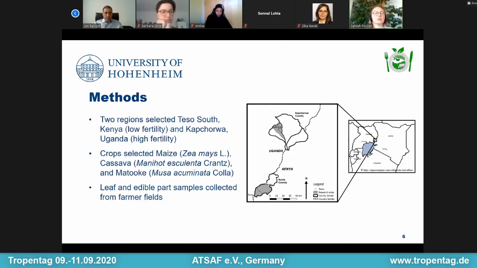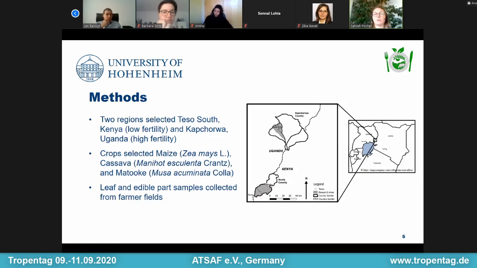To answer these questions, I chose 2 research areas, Teso South in Kenya, which you see at the bottom of the map, and Kapchorwa, Uganda, which you see on top of the map. Teso South has a low soil fertility and Kapchorwa had a high soil fertility. I worked with 3 different crops, maize, cassava, and matoke, and I collected maize and cassava in Teso South and maize and matoke in Kapchorwa. The reason for this was that these were in both areas the crops that were most consumed and the crops that were most cultivated.